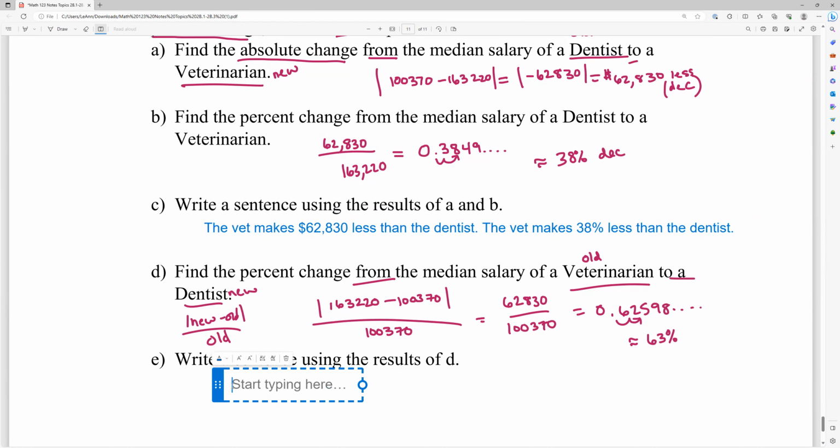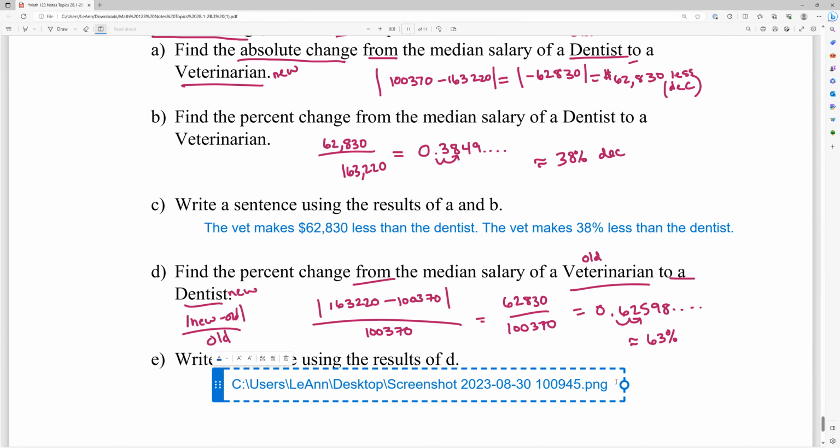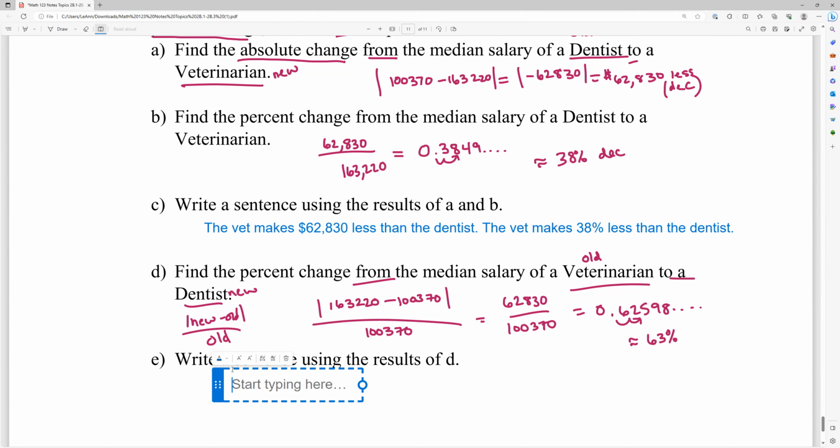Oops, it won't let me copy, will it? Yeah, there we go. Nope, that's a screenshot. All right, let's just rewrite it.